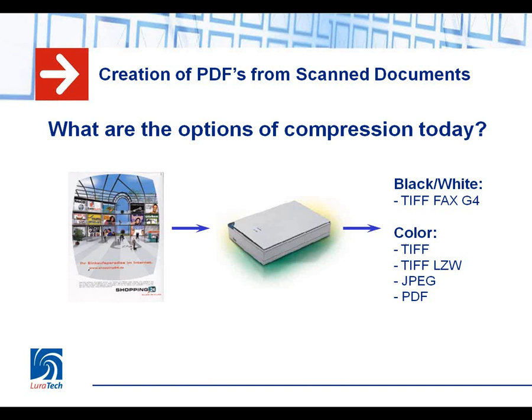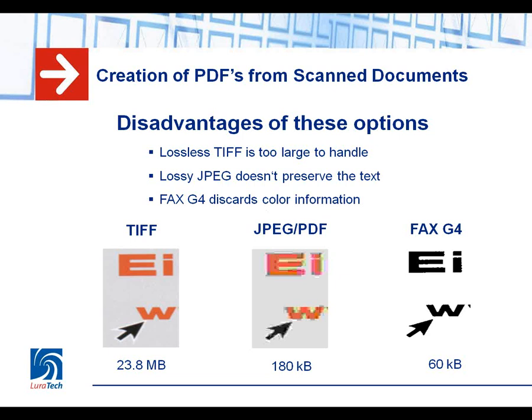When you look at these different file formats, there are a few disadvantages to these options. If you scan to TIFF in full color, you'll notice that you do have a high quality of image, but the image size and file size that comes out the other end is rather large, at about 24 megabytes for a regular 8.5 by 11 piece of paper.